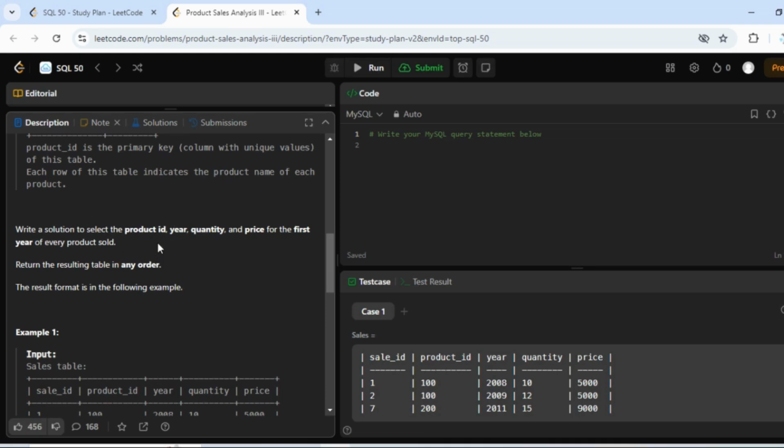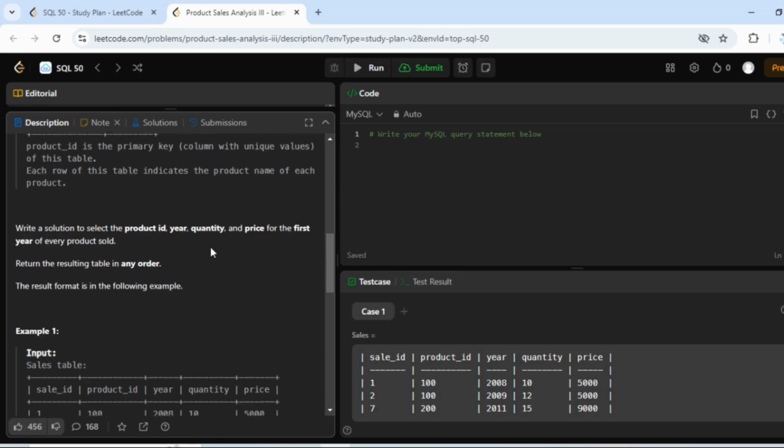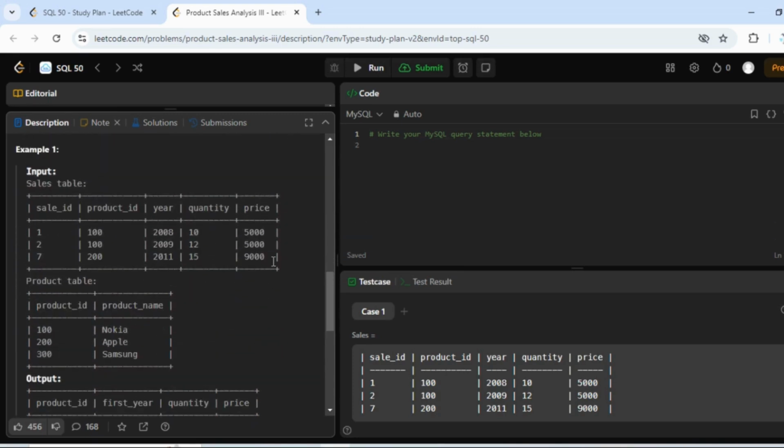What we need to find is: write a solution to select the product ID, year, quantity, and price for the first year of every product sold. Now the condition I have been given is this one, first year of every product sold. That means I think I have to find the minimum year. So let me go to the example first and understand it in a much clearer manner.